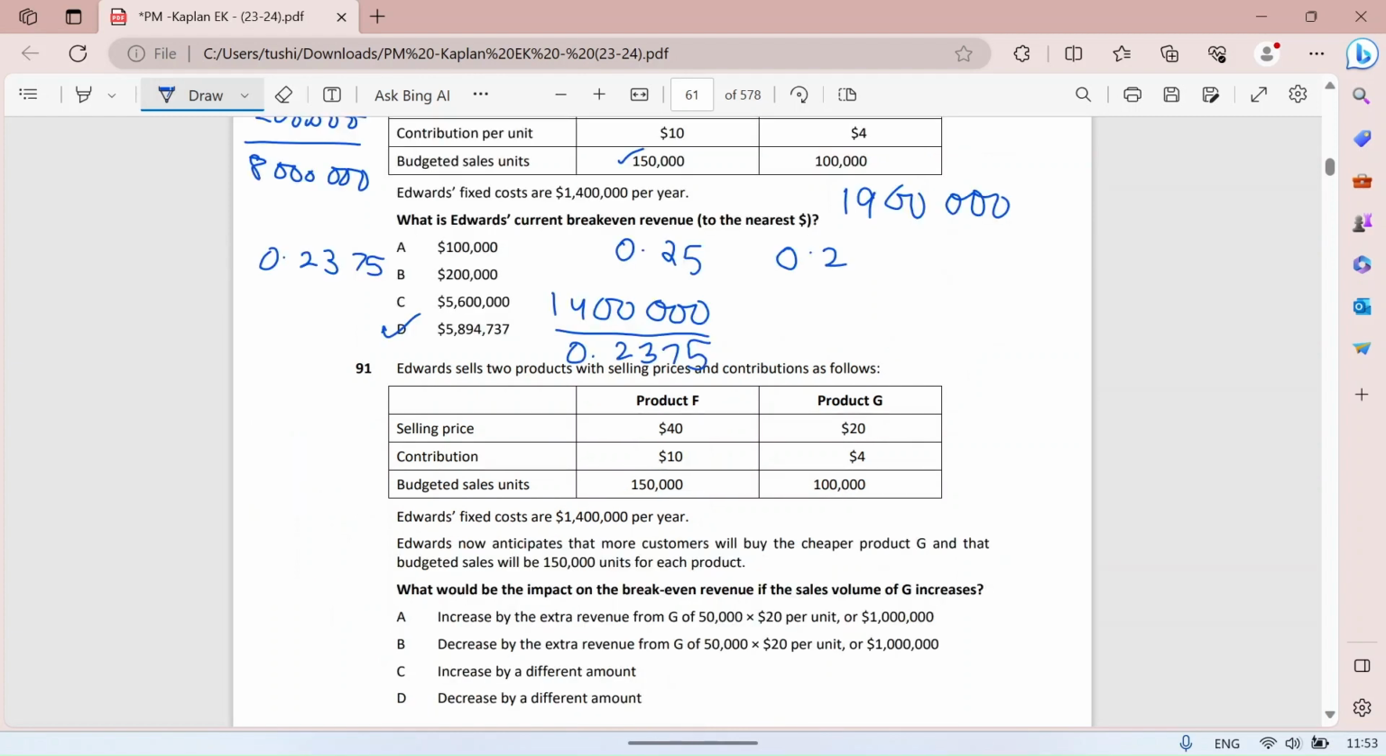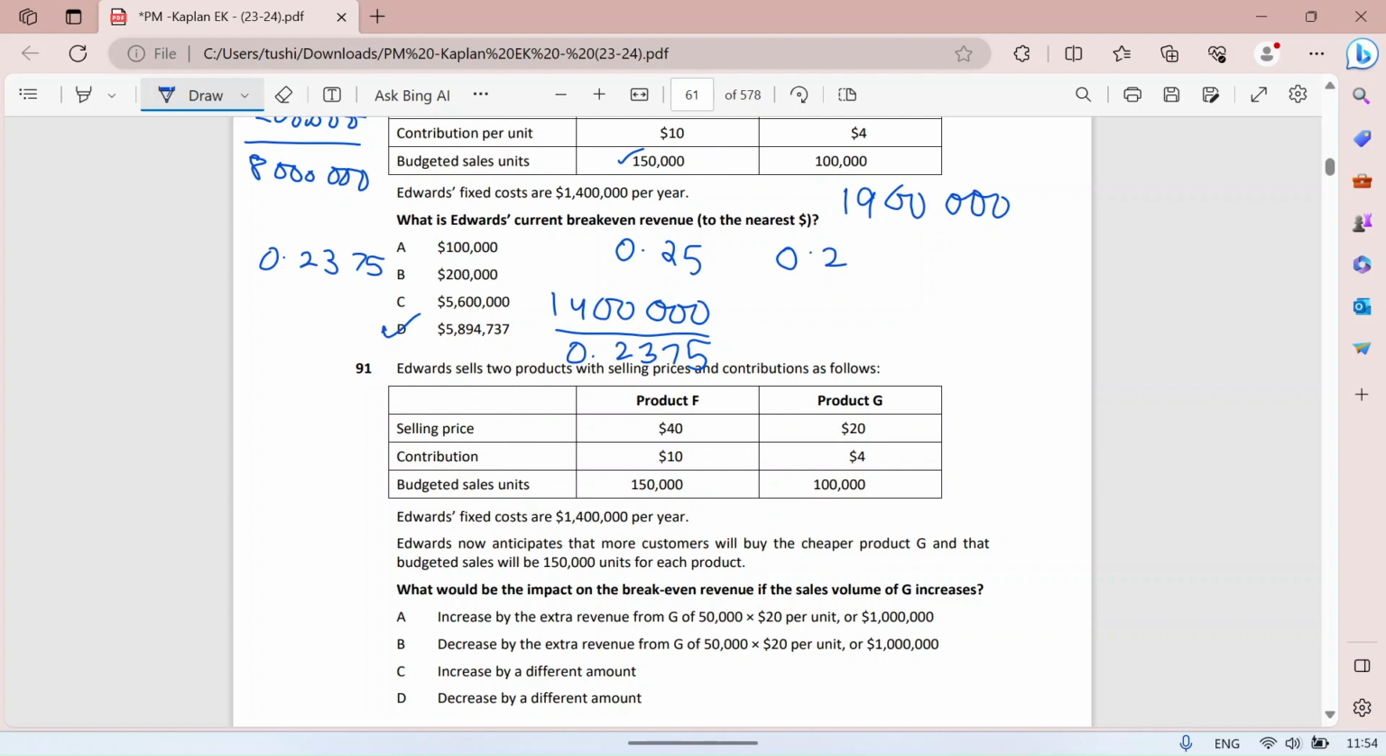Moving on to the next one. Edward sells two products with selling prices and contributions as follows. So again, I think this is a continuation. Yes, Edward now anticipates that more customers will buy the cheaper product G, and that the budgeted sales will be 150,000 units for each product. So now we have to tell what would be the impact on the break even revenue if the sales volume of product G increases.